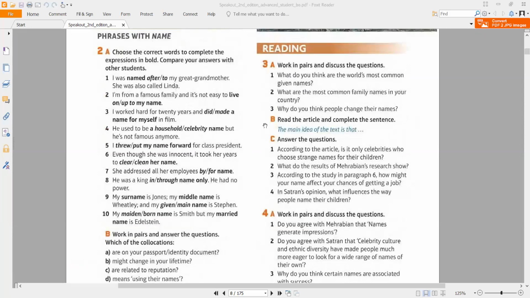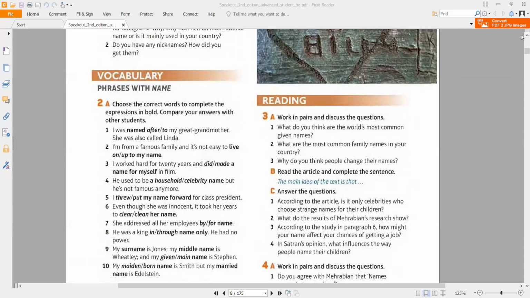Right, so let's just go to reading. Let's enjoy ourselves with some reading. Just remember, telling you this for those who want to do some exams after this level: whenever you want to read something, try to read the questions that you're going to answer before we go to the reading. So for example, here, let's have a look at those three questions because we're going to answer them out of our reading. The questions are: what do you think are the world's most common given names? What are the most common family names in your country? Why do you think people change their names?